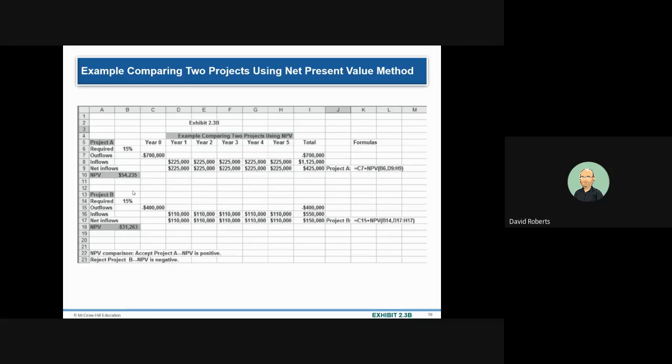In Project B, you didn't lose money. You just didn't make enough. You said, I want to earn at least 15%. And you made $31,263 below 15%.